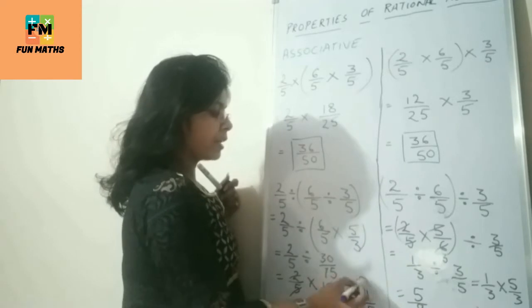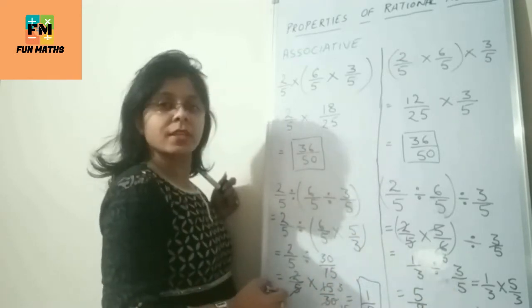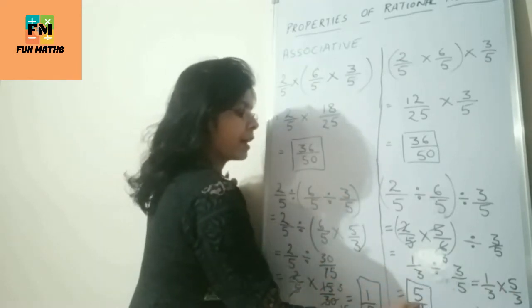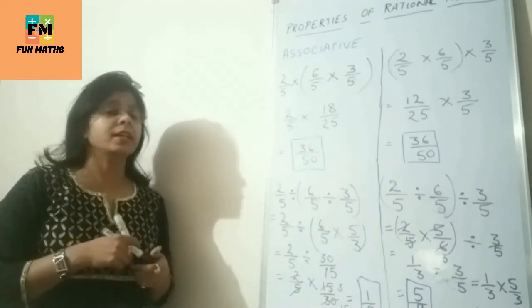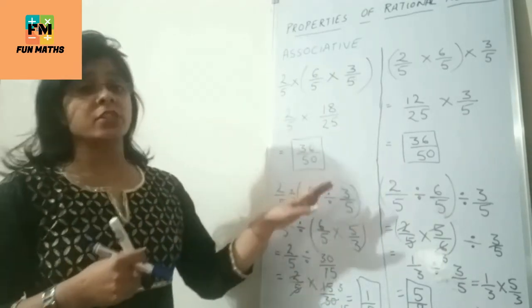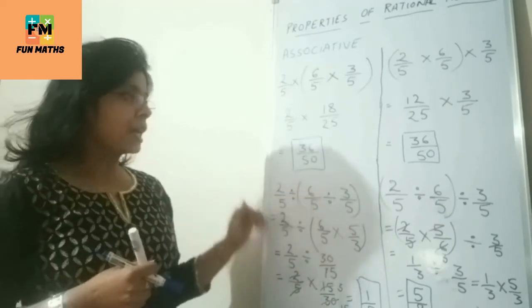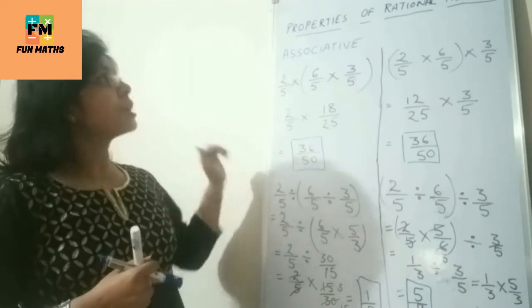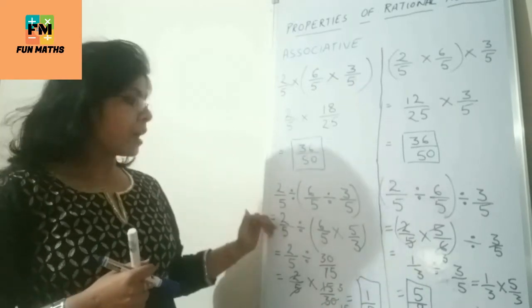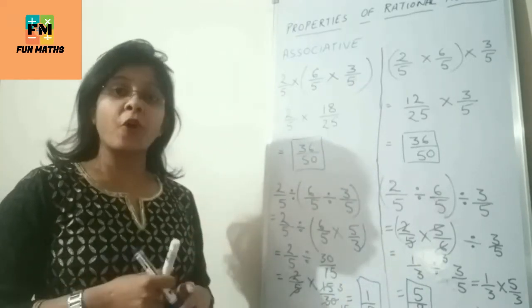If you have seen, in case 1 we got 1 by 5 as a result, in case 2 we are getting 5 by 9 as a result. Clearly we can see the results are not the same when we are changing the order of the numbers, right? So what will we conclude? We will conclude that rational numbers are not associative under division. I hope you have understood.